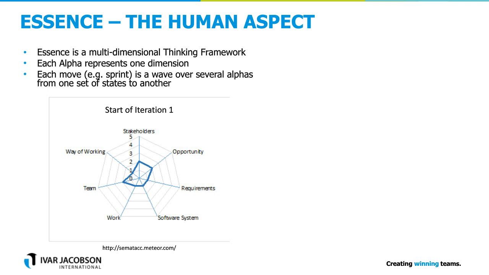You progress, so every dimension here is an alpha. And on the alpha axis, you have a state. And you can see how you progress at a particular point, so after every iteration, for instance, you identify in which state each alpha is. And then you get a diagram like that. Each move means that you move in a wave over several alphas from one set of states to another.